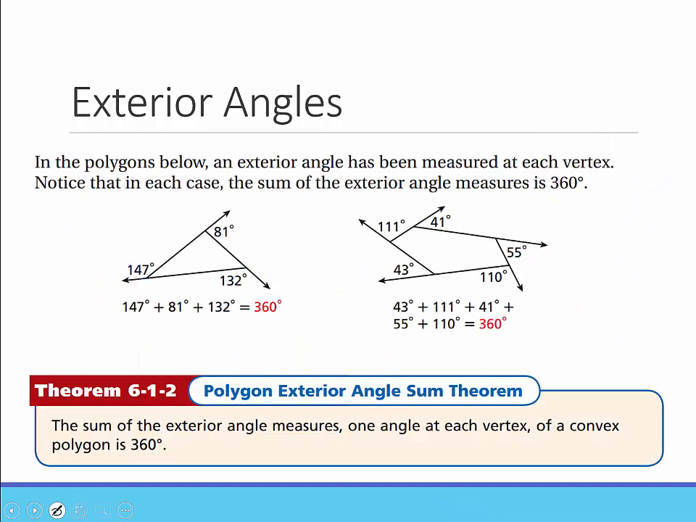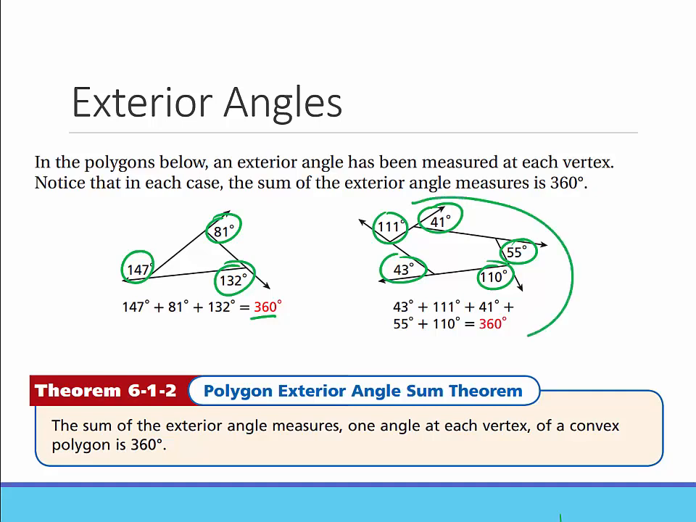So now let's talk about exterior angles. In the polygons below, an exterior angle has been measured at each vertex. Notice that in each case, the sum of the exterior angles measure 360 degrees. So each one of these exterior angles added together gives me 360. Even this weird shaped pentagon, they all add to 360. And it's because you're making it all the way around in a circle.